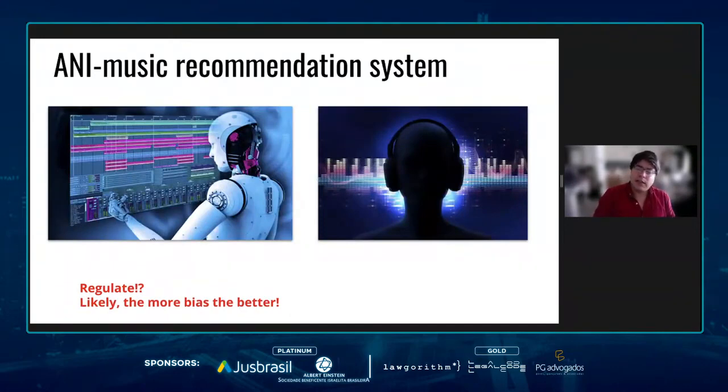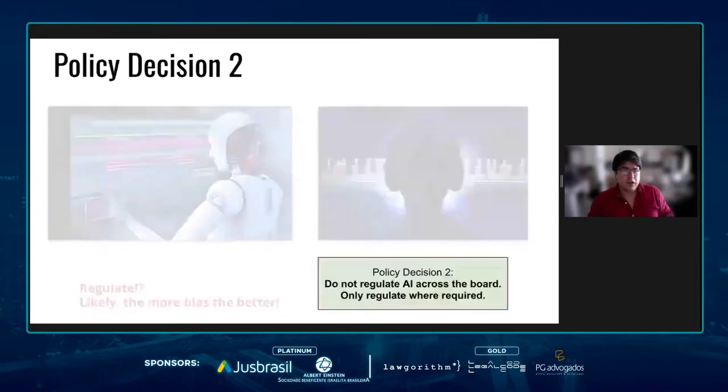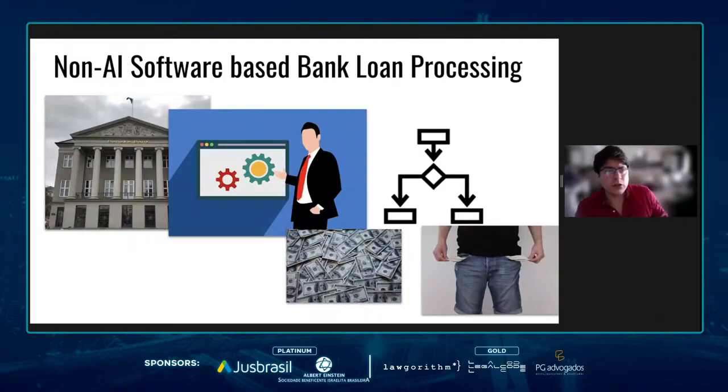But at the same time, there are many types of systems that likely do not require regulation, even if using AI. So if we think about music recommendation systems, to some extent, the more bias that is in my particular recommendation system, probably the better. I want to hear music that I like. And if I'm put into that category, that will probably provide better recommendations for me. Now, obviously, there's a difference of opinions on that, in regards to whether someone wants to hear within their particular category or preferred categories or not. So the second policy decision that we looked into was do not regulate AI across the board, because there are many applications which would be stifled if we regulate them. Only regulate where required. So we looked at non-AI software as well.